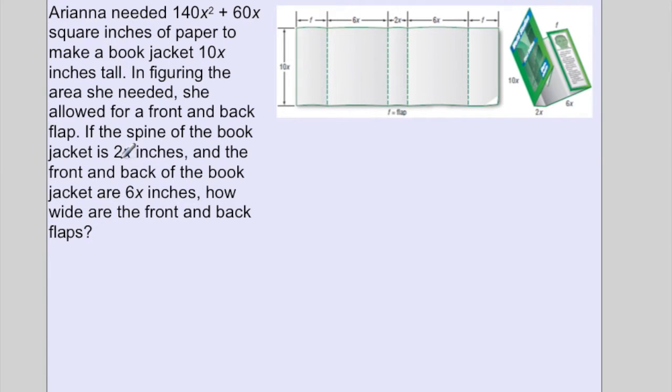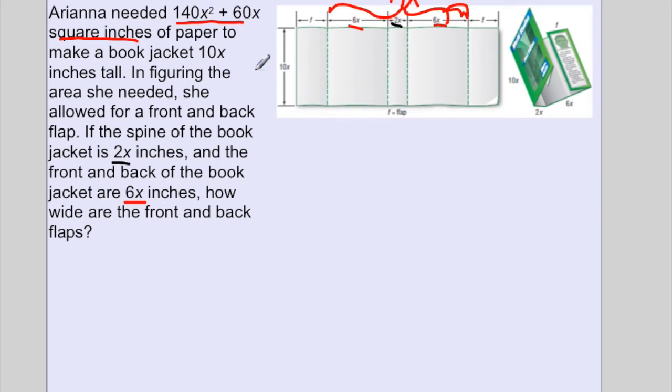Okay, so they labeled this on here. So the 2x is here, and the front and the back are 6x. So right now I know that this, all the way over to here, is 6x plus 2x plus 6x, so that's 12 plus 2 is 14x. And I know that it's 10 inches tall, and it says I need this many square inches.